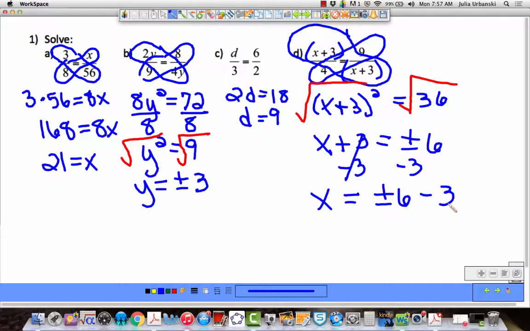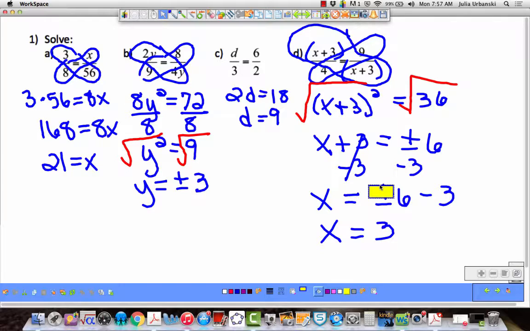All you do now to come up with your 2 answers is take one sign at a time. So I'm going to ignore the minus sign for a second. What's positive 6 minus 3? Positive 3. Good. Now ignore the positive sign for a minute and use this one. What's negative 6 minus 3? Negative 9. Okay, so that gives you your 2 answers. You have to use the positive sign for one of them, and you have to use the negative sign for the other one.